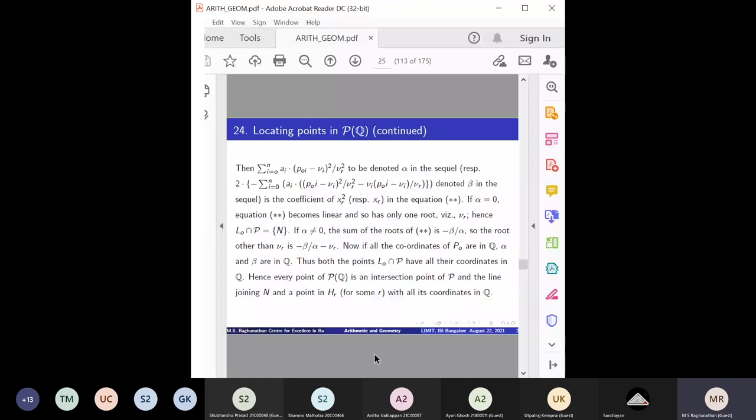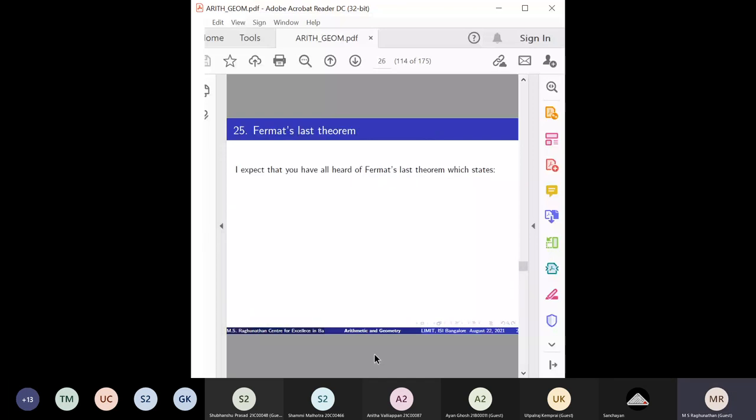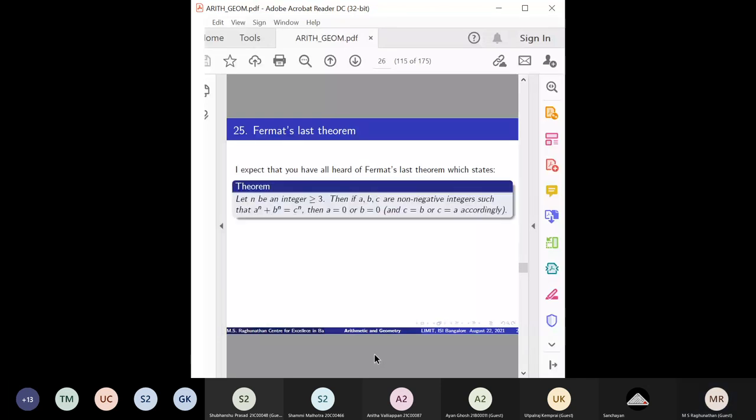So now let me move on to a related question. That is, what about the equation x cube plus y cube equals z cube? Or more generally, x power n plus y power n equals z power n. I expect that all of you have heard of Fermat's last theorem, which states the following: let n be an integer greater than or equal to 3, then if a, b, c are non-negative integers such that a power n plus b power n equals c power n, then a equals 0 or b equals 0, and c equal to b or c equal to a accordingly.